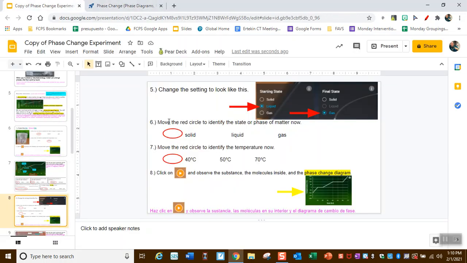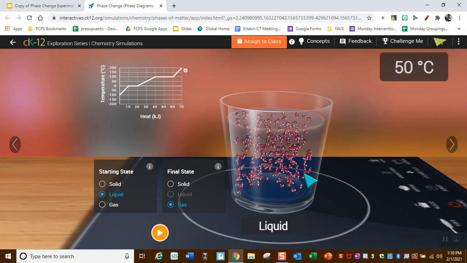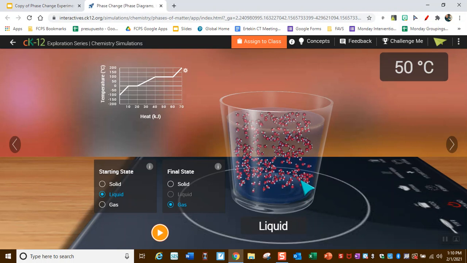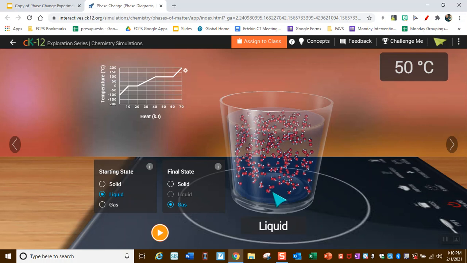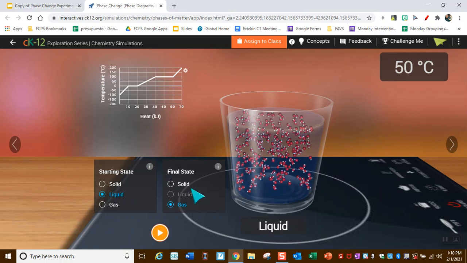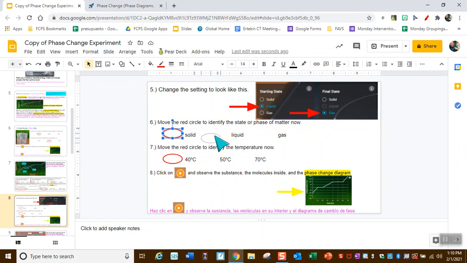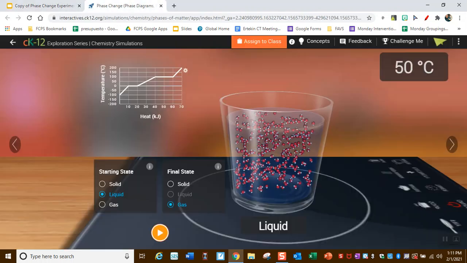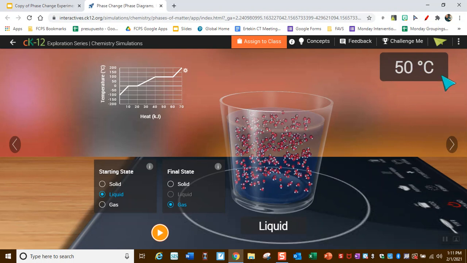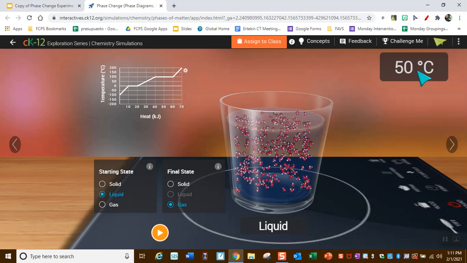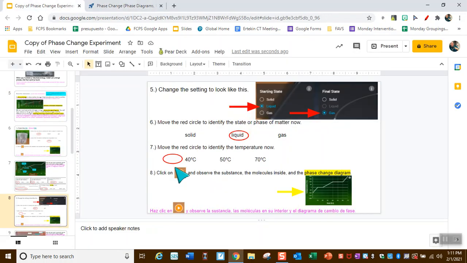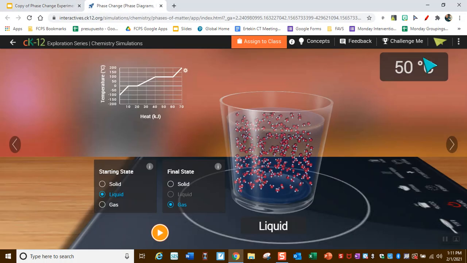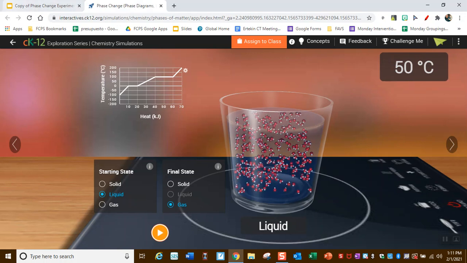Okay. Move the red circle to identify the state or phase of matter now. Right now, is it solid, liquid, or gas? Right now, it's a liquid. So move this to liquid. Move the red circle to identify the temperature now. What is the temperature now? Good job. I feel like I'm on Dora the Explorer. And I'm Dora. So the temperature right now is 50 degrees Celsius.